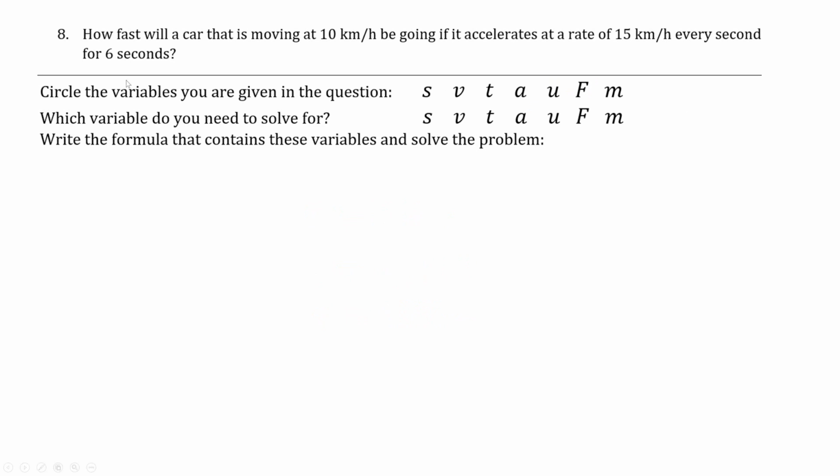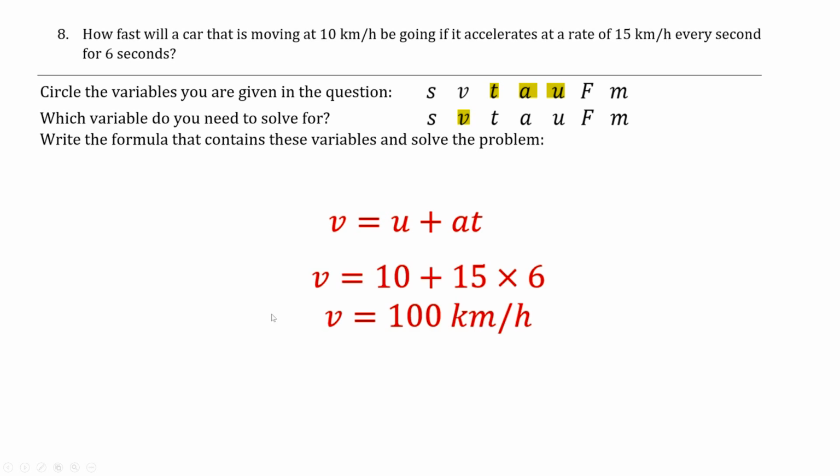Question 8. How fast will a car that's moving at 10 kilometers an hour be going if it accelerates at a rate of 15 kilometers an hour every second for 6 seconds? So the variables we have are initial velocity, acceleration, and time. We're trying to find velocity. We're using the same equation again. Substitute the values in, we get 100 kilometers an hour. Isn't that neat? Well done, me. You need to make sure that you're trying these questions, not just looking at the answers.